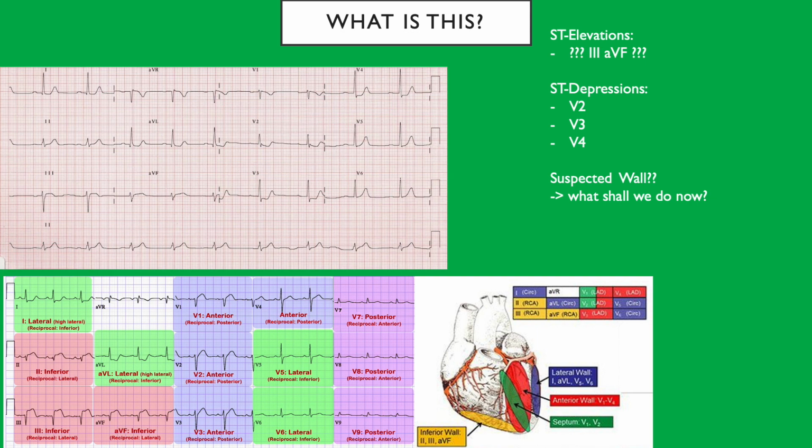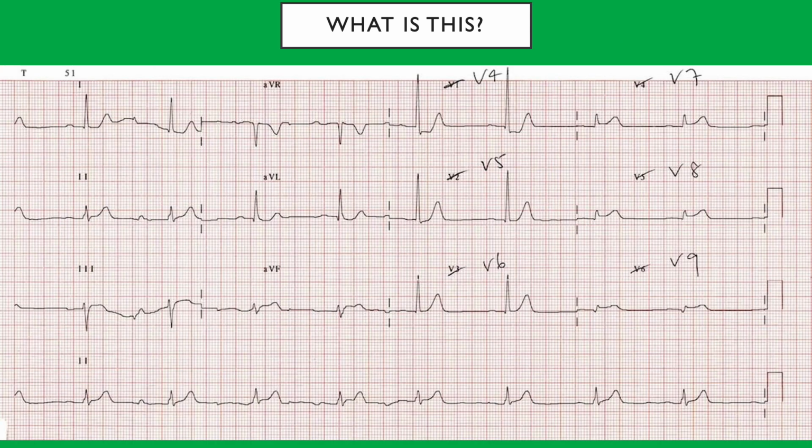So what is the next step? If you see depressions in V2, V3, V4, we think about the reciprocals. So where should the ST elevation be then? If V2, V3, V4, posterior. So what are you doing now? We plug them on the back side. Exactly, on the back side. So then you do the backwards leads, and there are your ST elevations.